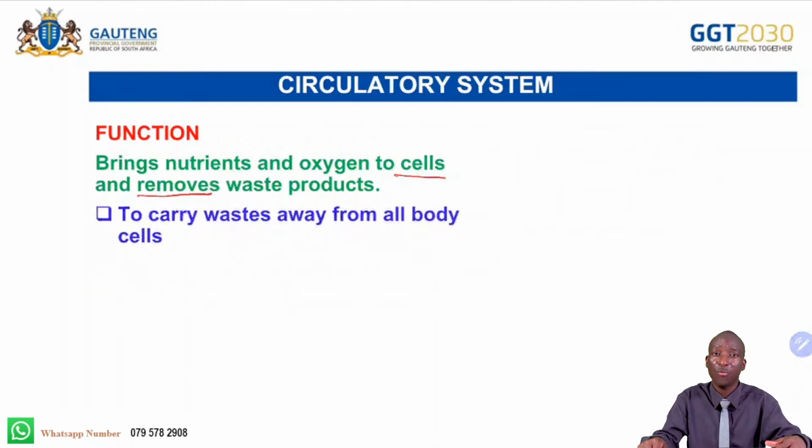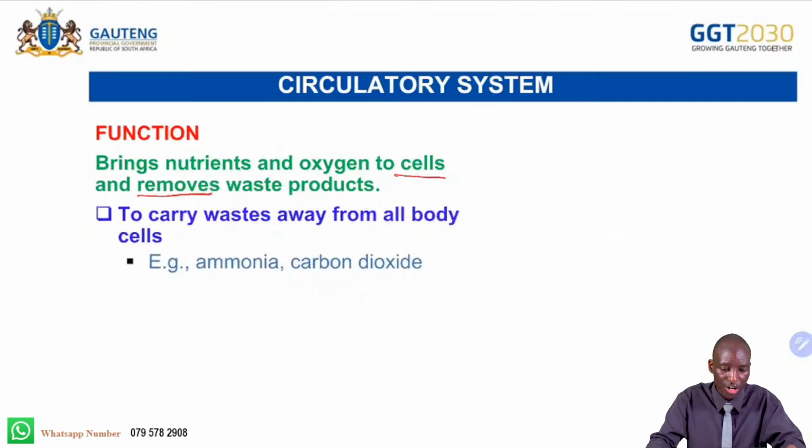Remember that our body cells have to function properly, and our bodies need to stay healthy, and all those metabolic reactions and life processes which take part in our bodies should happen effectively. So we don't need waste in the cells to cause a malfunctioning of our bodies. For example, ammonia and carbon dioxide are some of the wastes which are taken out from our body cells by this system, the circulatory system.